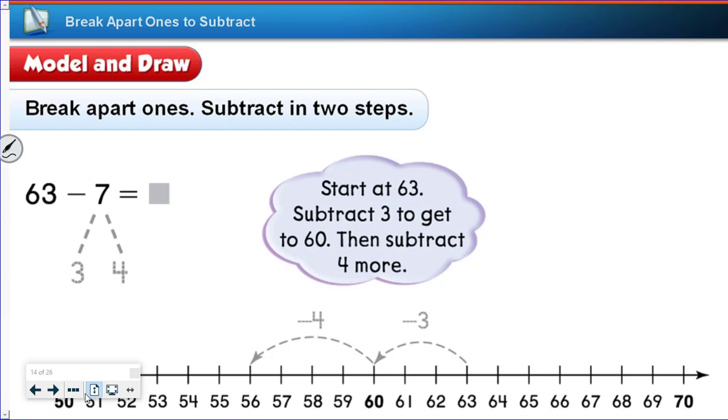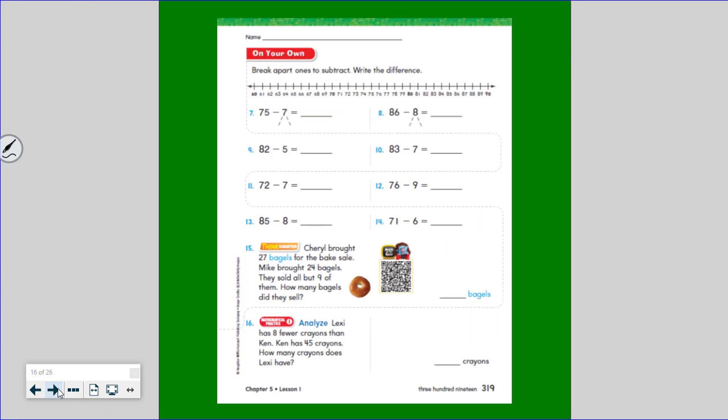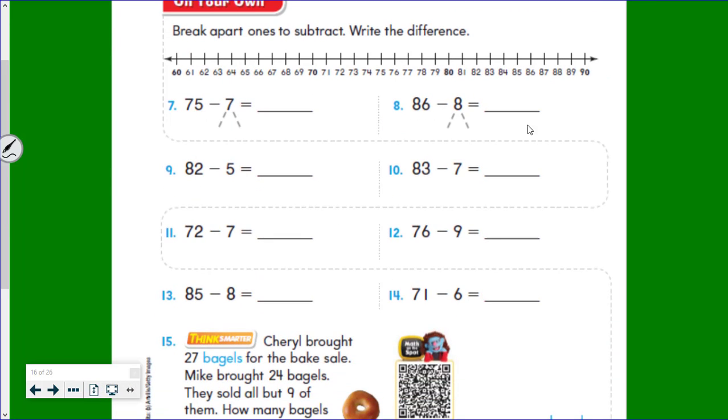Try a couple more of these guys. All right, so I want you to work through all of these, 7 through 14. And we'll come back and check them, but let's go ahead and break them up together.